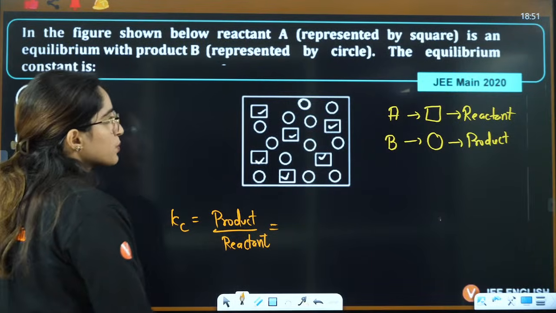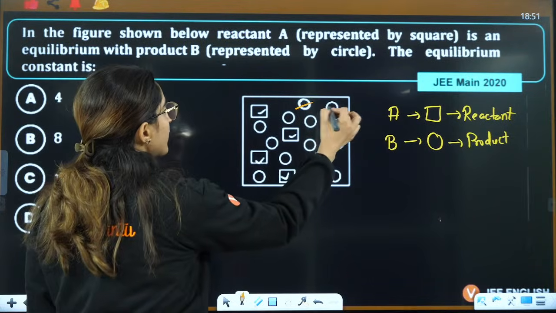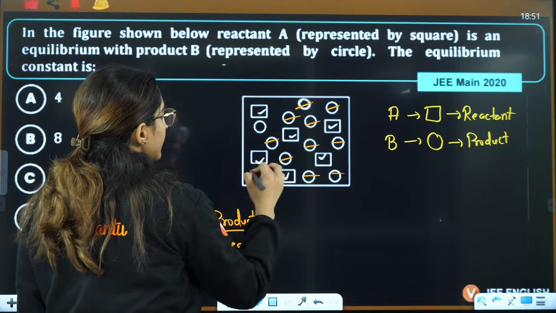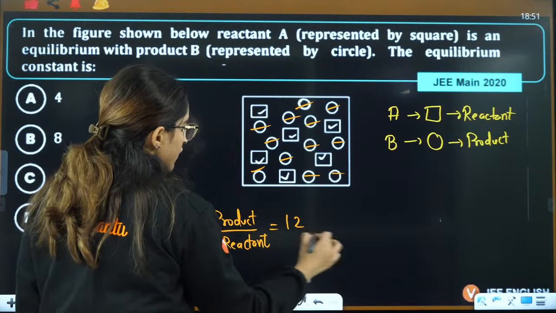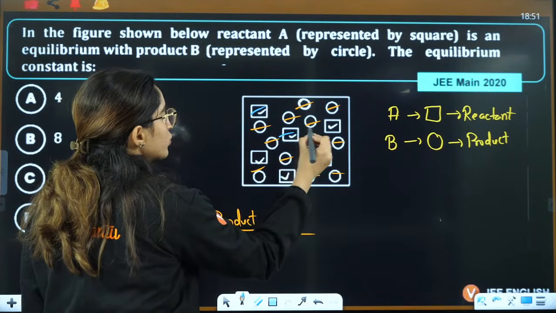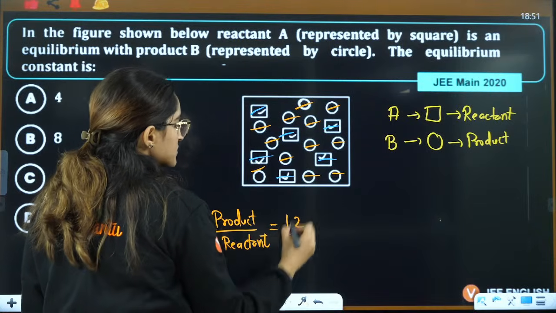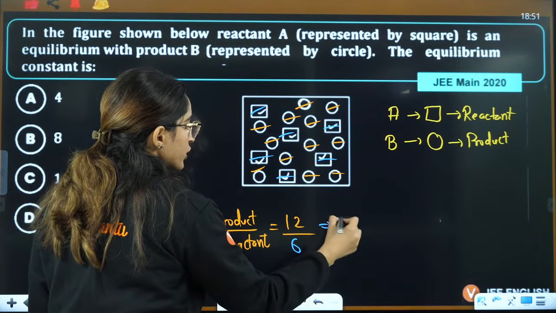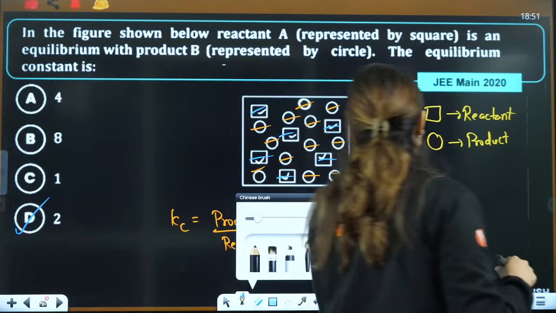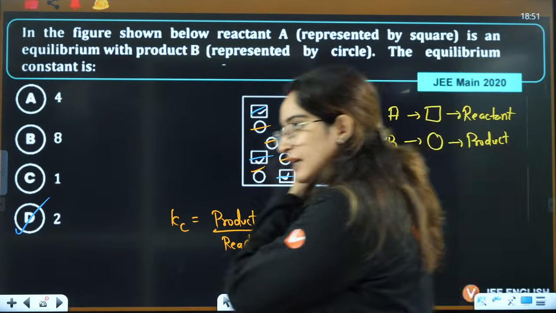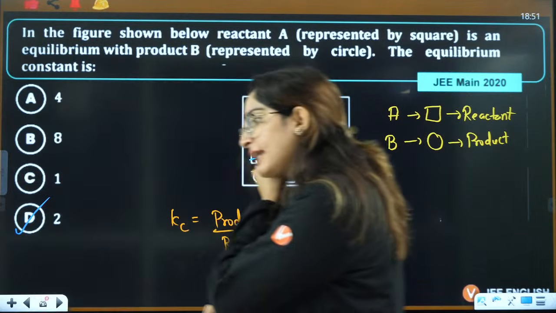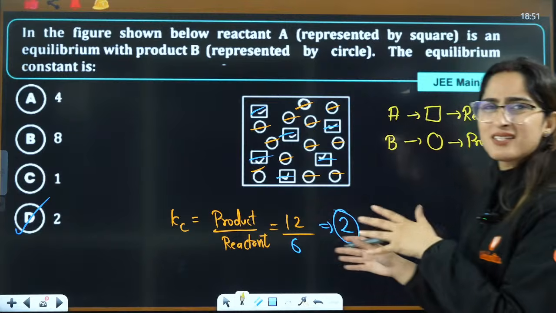So how many products do you have? Product is circle. So circles are 1, 2, 3, 4, 5, 6, 7, 8, 9, 10, 11, 12. So it is 12. What is the reactant here? Reactant is 1, 2, 3, 4, 5, 6. It is 6. So it is going to be 2. So D is the correct answer. Quite a very, very simple question. Right? Okay, everybody? Got it? Yes. Right, so that was an easy peasy question.